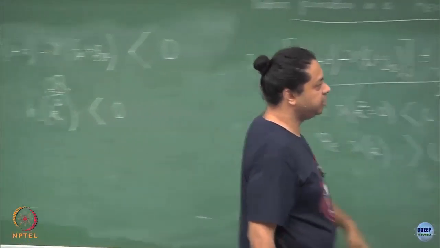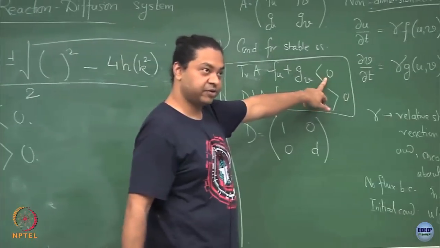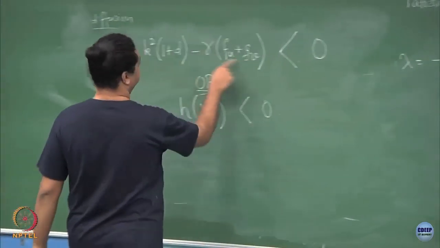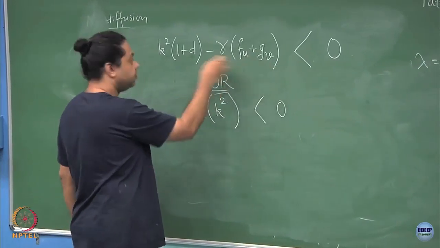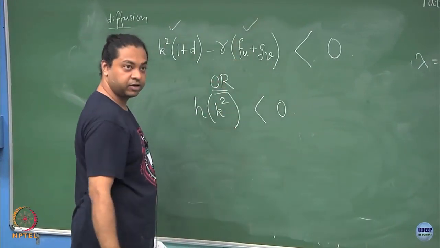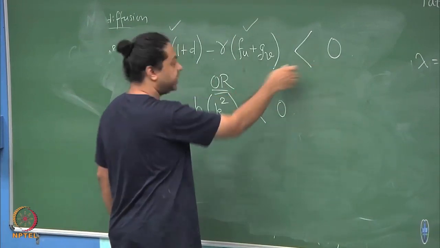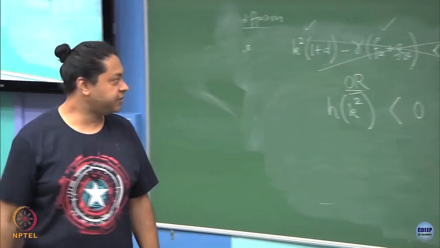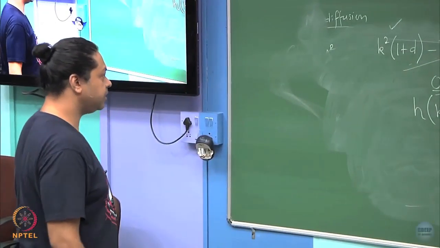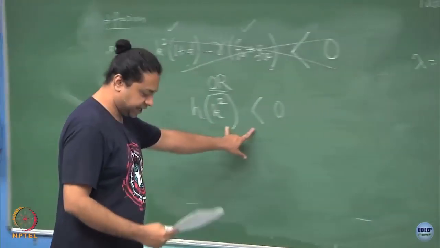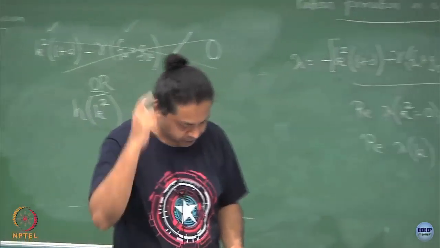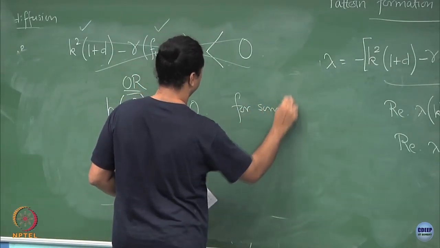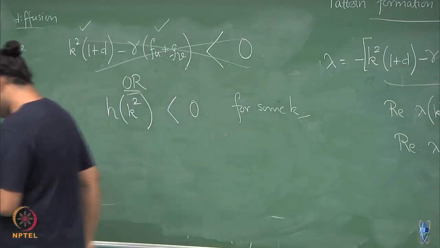F u plus g v I know is negative, because that was a condition of my stable steady state, which means that minus of a negative quantity is always positive. So, this is positive, this is positive. Therefore, this cannot be true. This can never be negative. Out of these two possibilities, this first one is never possible. So, all I am left with is this term, that h of k square is less than 0 for some k. It need not be for all wave vectors, but at least for some k, this should be less than 0.